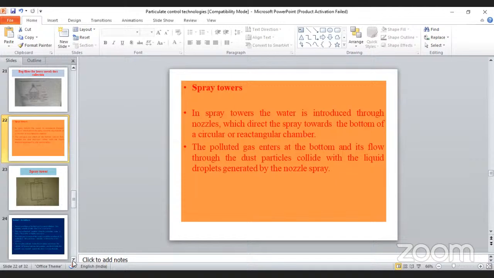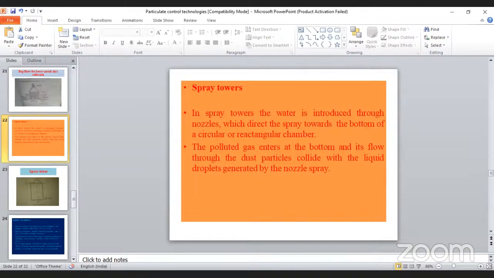The water mixed, condensed, impinged particles will make something like a slurry. Both liquid and solid will be collected, which makes a slurry. The slurry will be settled down at the bottom. It could be discarded easily. Okay, this is about the spray tower.